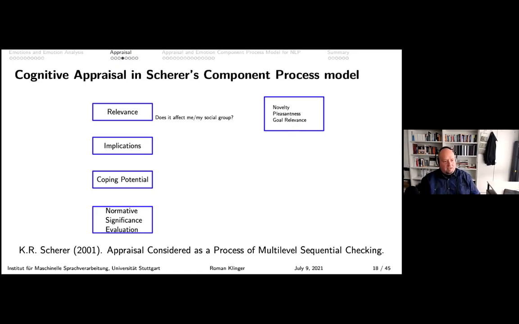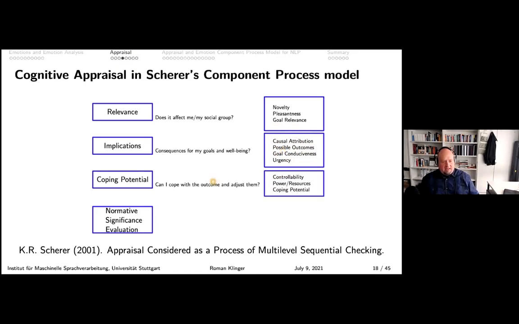It's also about implications. So are there consequences for my goals and well-being? And this also has something to, so this is mostly about the goal. It's also about the causal attribution and estimating possible outcomes. There's also coping potential. Can I actually deal with the outcome? Can I adjust the outcome? This is about being able to control the situation.